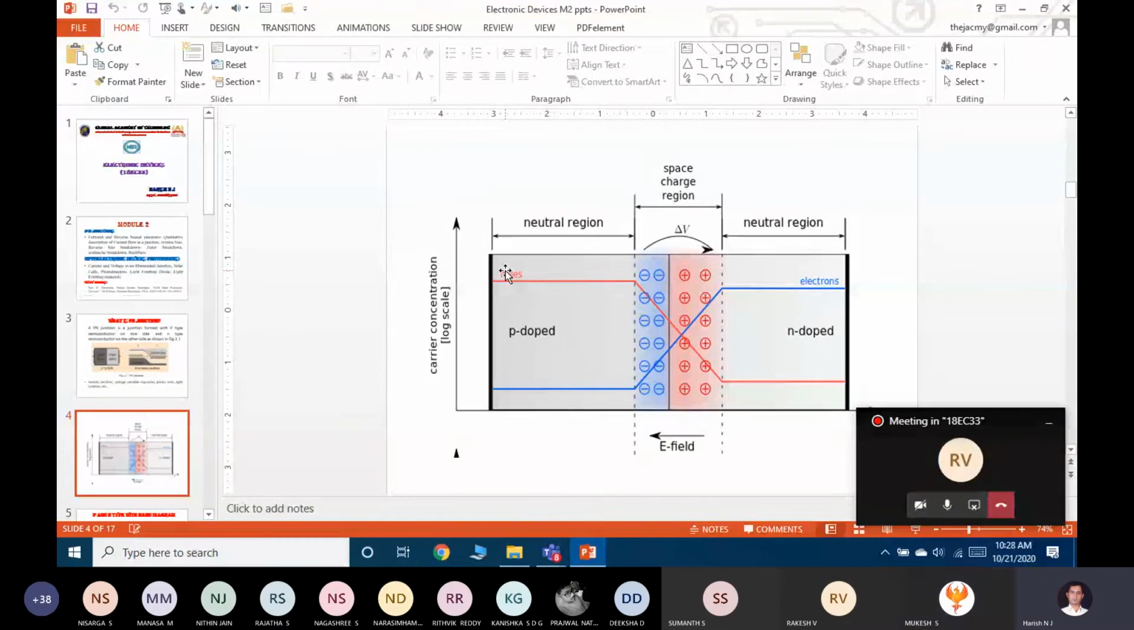After understanding this, later we will move on. Holes come near the center from the p-type, and extra free electrons come to the center of the diode. How do they come to the depletion region of the diode? Will you explain how that comes to the center of the diode?